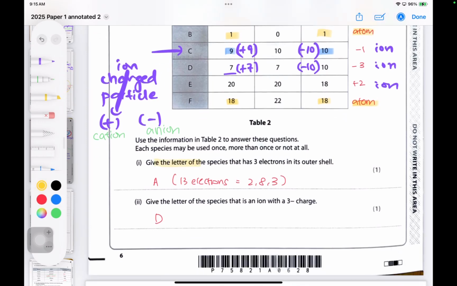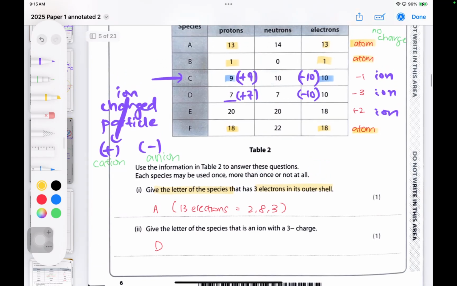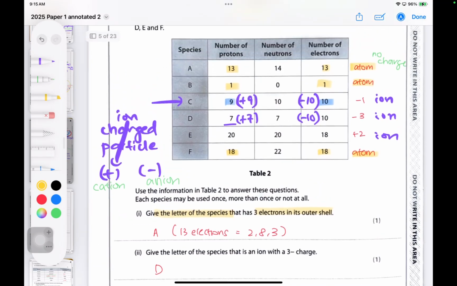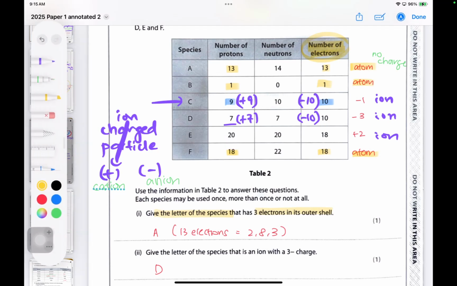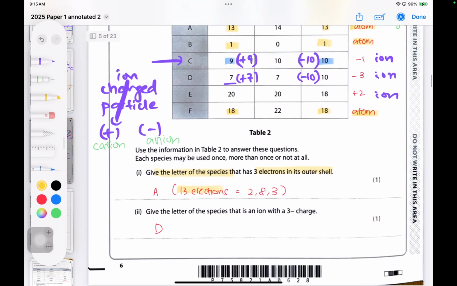Give the letter of the species that has 3 electrons in the outer shell. And how do we do that? We are going to look into the number of electrons. A would be the answer because, based on the number of electrons, there are 13. So 13 electrons.